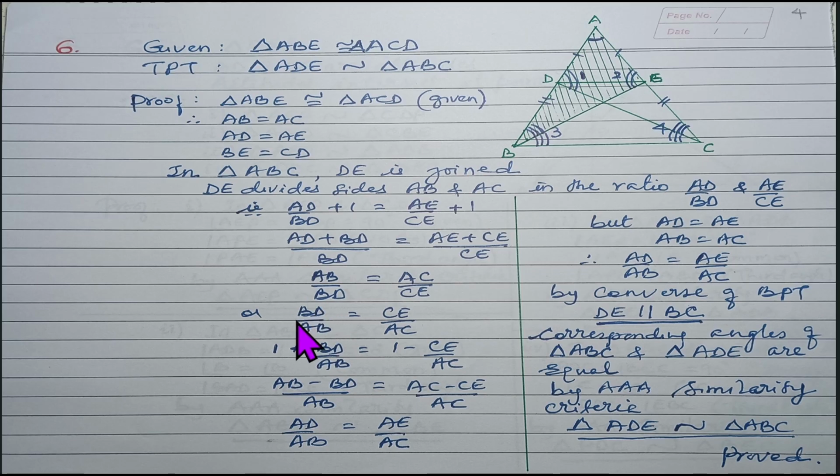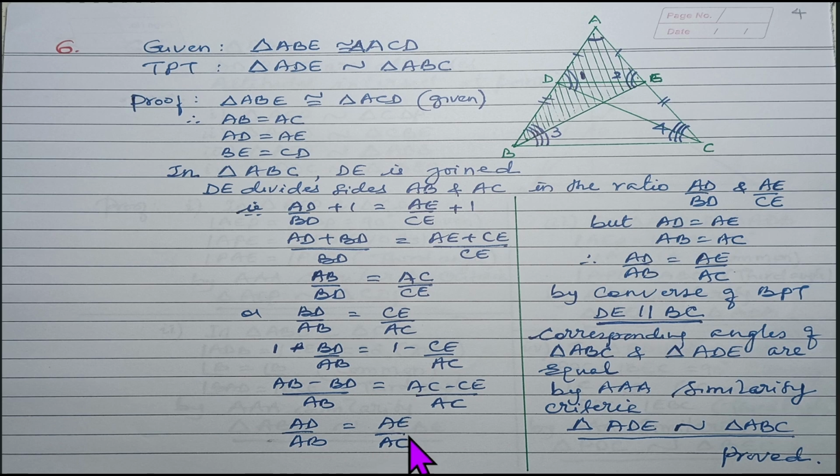Now taking the reciprocal, BD by AB is equal to CE by AC. Now subtract BD by AB from 1 and also CE by AC from 1. So 1 minus BD by AB is equal to 1 minus CE by AC, and taking the LCM again we get AB minus BD upon AB equals AC minus CE upon AC. AB minus BD is AD, so AD upon AB is equal to AE upon AC.